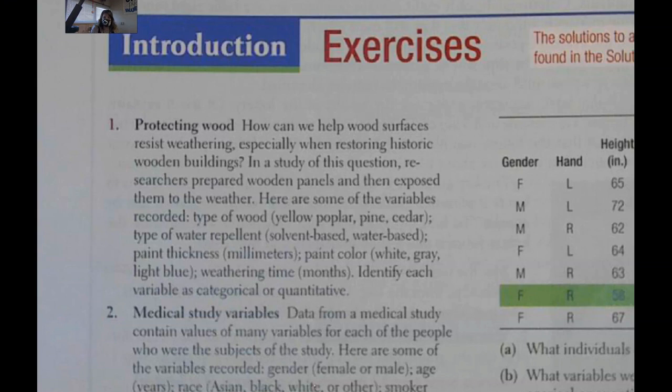Okay, next up is paint color. White, gray, or light blue. Paint color. Okay, show me. Categorical. Weathering time, this is the last one, and they measure that in months.